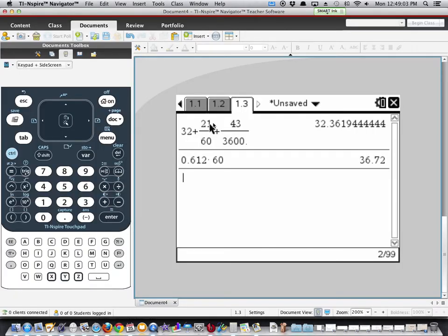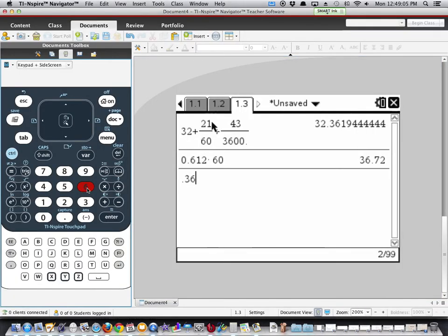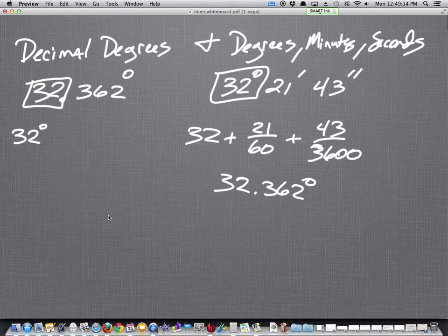So 0.362 times 60. Now, the number in front of the decimal is my minutes. You see that it's 21, and 21 matches what we had. So 21 minutes is correct.